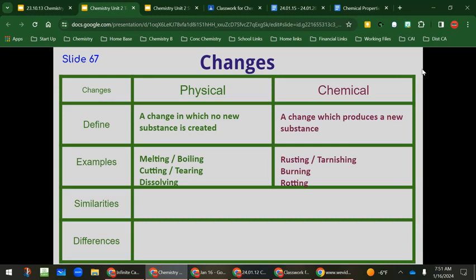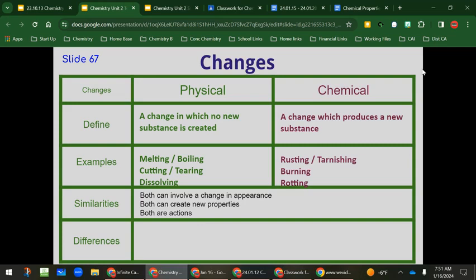So a lot of times chemical changes cannot be reversed. Sometimes they can. It all depends on what the actual change is. Okay? Similarities. Both involve changes in appearance. It's going to look different whether it was a physical change or a chemical change. How differently? More so in a chemical change, but either way it's going to look different.